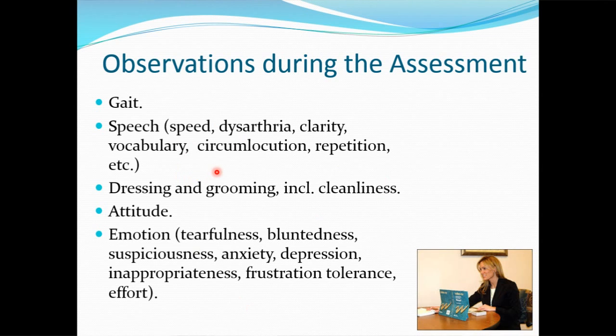So what you are observing in your patient, you're looking at their gait. How do they walk when they're walking into your room? Do they have a shuffling gait? What does that tell you about it? Sometimes they don't have a gait, they're in a wheelchair, and that's significant. Their speech, do they speak very quickly or very slowly? Is there dysarthria? Dysarthria is not being able to speak clearly because of problems with the muscles and the tongue and so on. Are they clear? What's their vocabulary like? Circumlocution, do they talk around the point instead of getting to the point? Do they repeat themselves? How are they dressed? Are they clean?